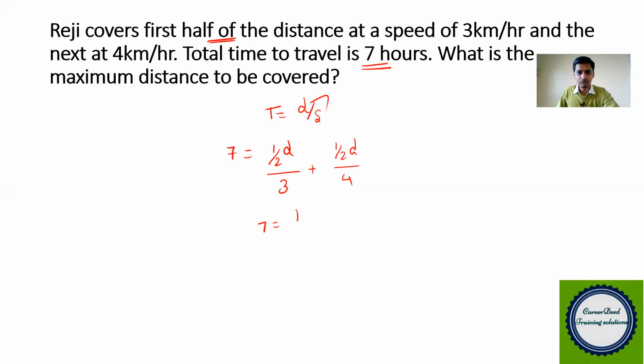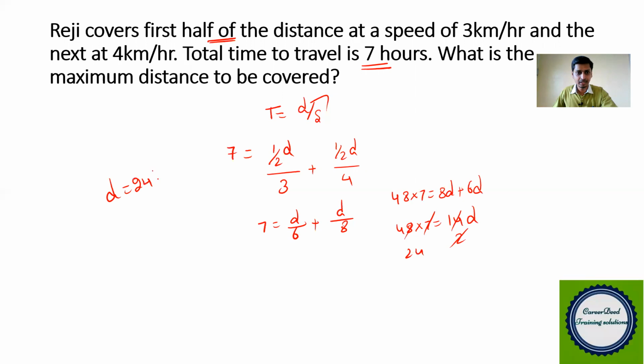So 7 equals d by 6 plus d by 8. Now cross multiply. If you cross multiply, how much do you get? 6 into 8 is 48. So 48 into 7 equals 8d plus 6d. So 48 into 7 equals 14d. When you cancel 2 times, this will be 24. Now you identify distance equals 24 kilometers. So this becomes your answer. So the problem is based on time, speed and distance, right? Okay. Now moving to next problem.